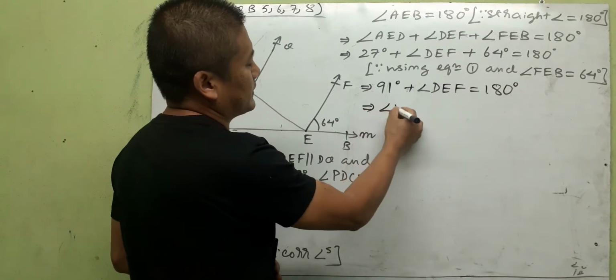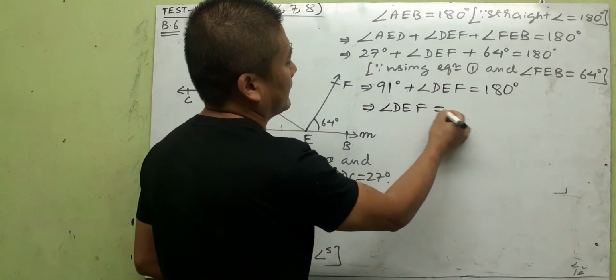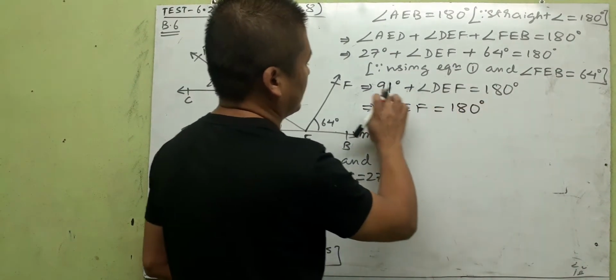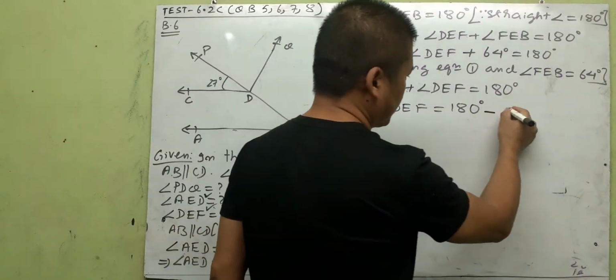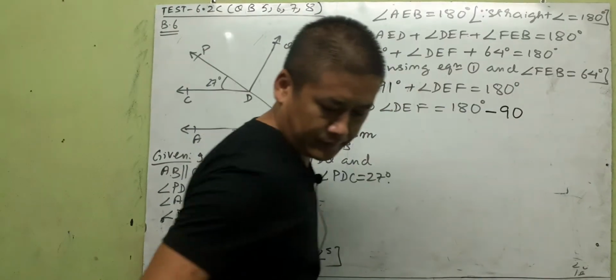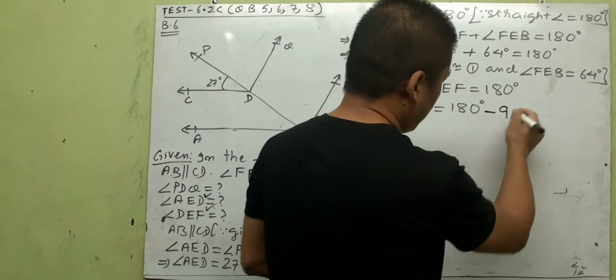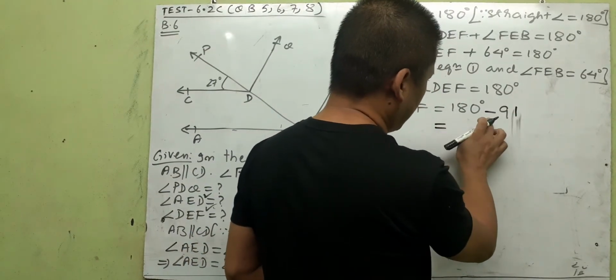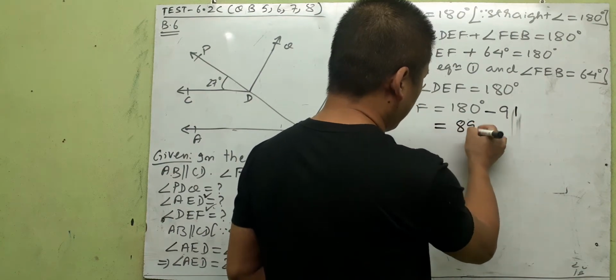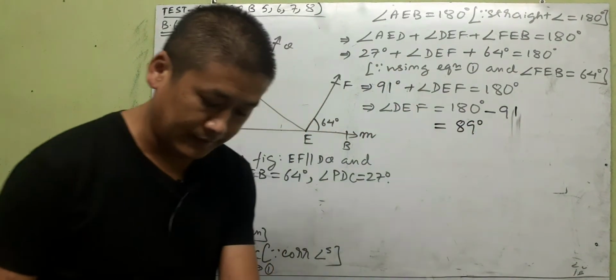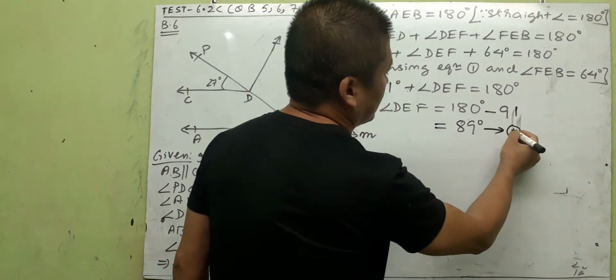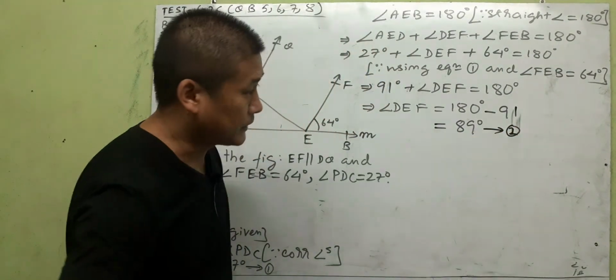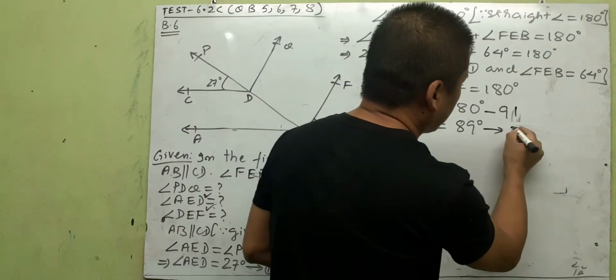The next few steps are just a matter of calculating carefully. The 91 goes to this side as minus 91. So 180 minus 91 is 89 degree. So you're getting the next one also. Let us put this one as equation 2. One more angle we have to find out.